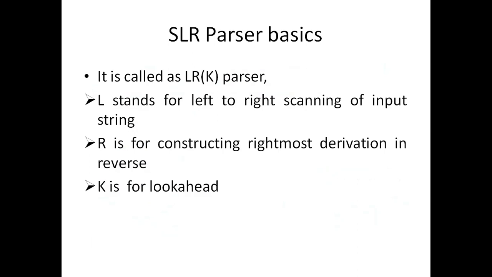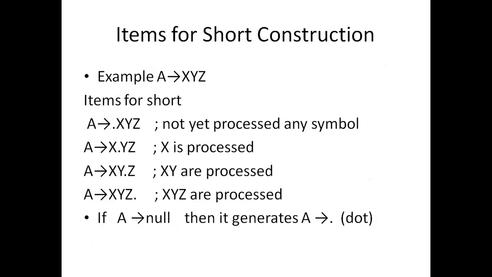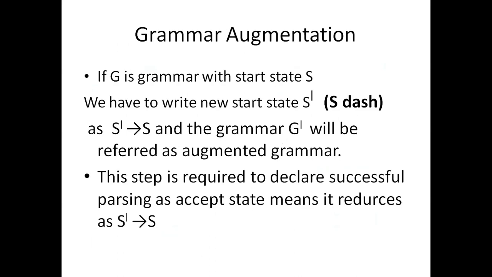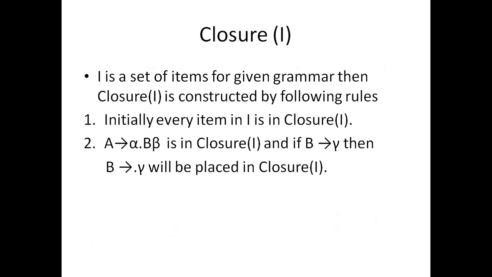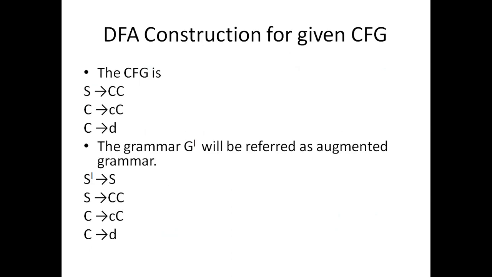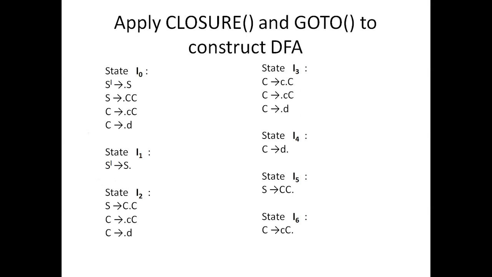Now I will go ahead through the slides, because you know all these points. Items for short, then grammar augmentation, and then goto and closure functions. Based on this closure function for the given grammar, how we can construct the DFA. All these steps were done last time, but still I will explain again.